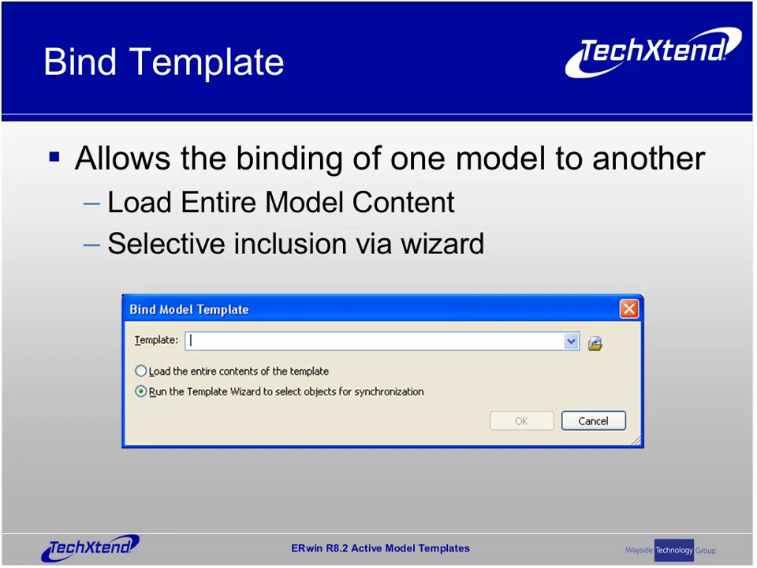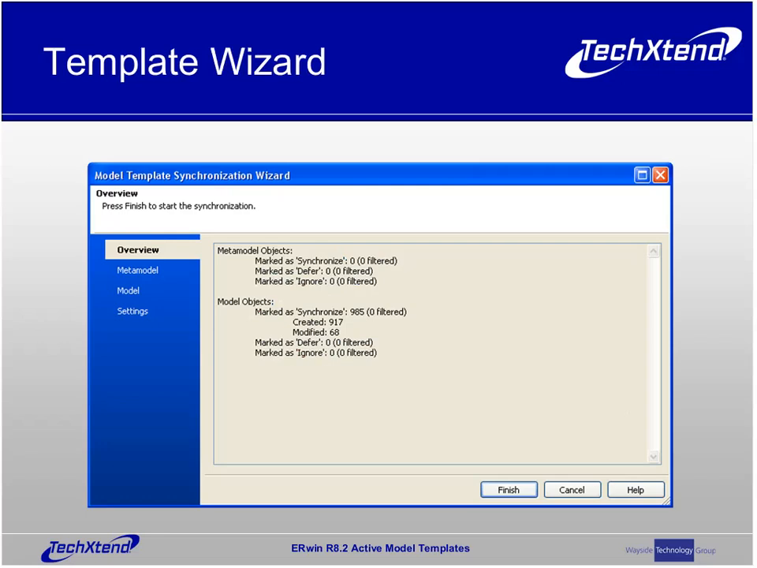So most of the time you're going to select this option to run the template wizard to select objects for synchronization. And if you do so, you have the next editor here that pops up. This is the model template synchronization wizard, which will be invoked at that point. And what you see here is a few different options. So by default, you'll see the overview tab here, I should say.